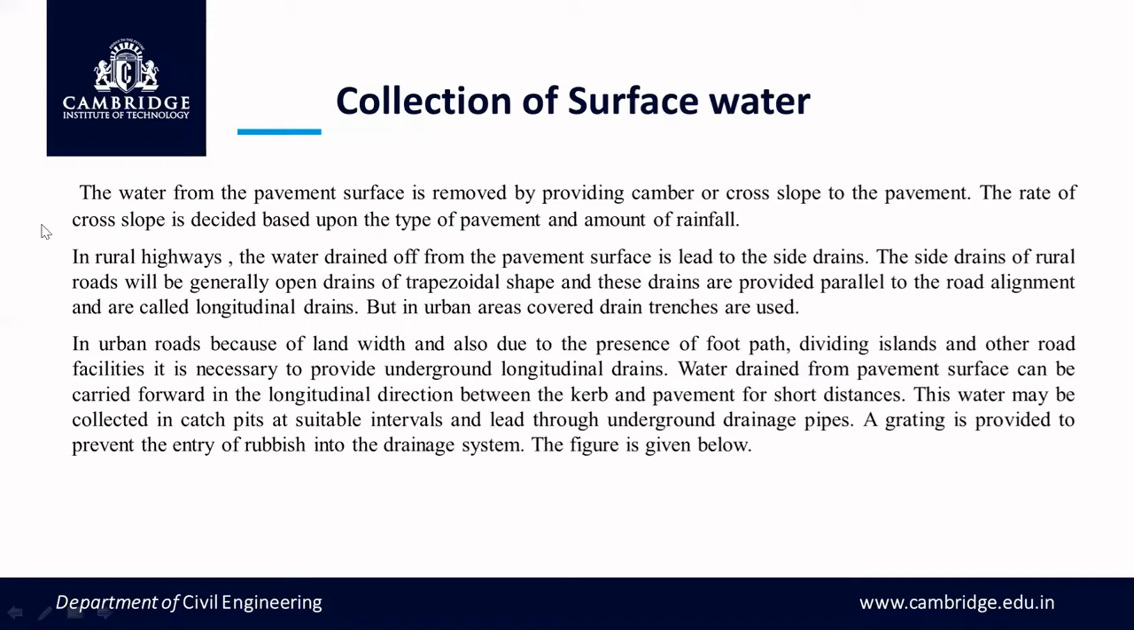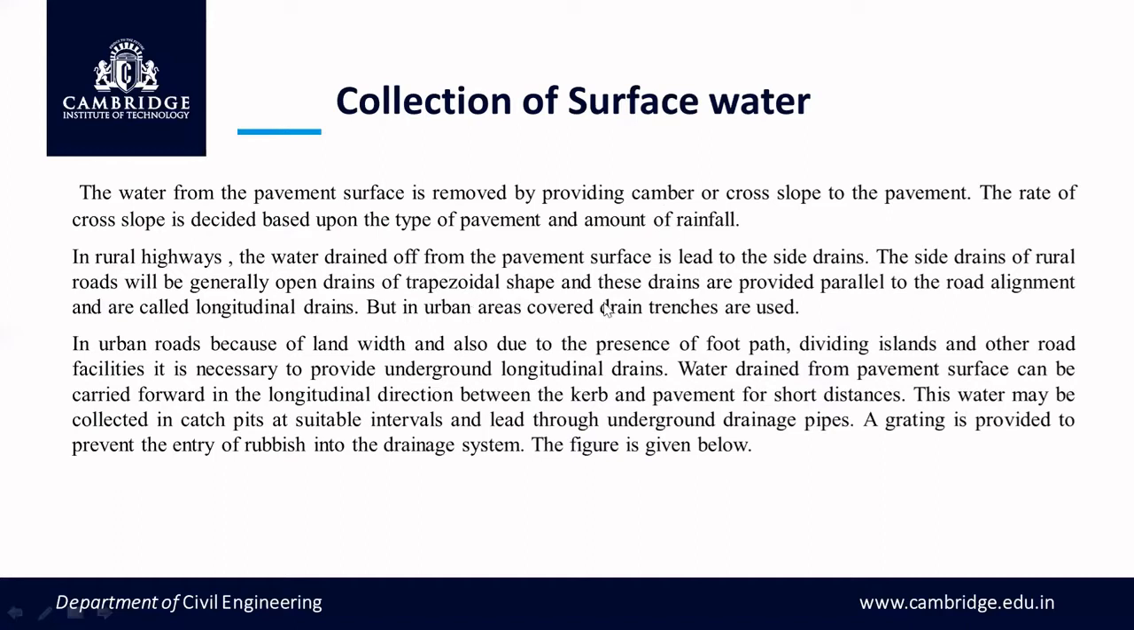Collection of surface water. The water from the pavement surface is removed by providing camber or cross slope to the pavement. The rate of cross slope is decided based upon the type of pavement and amount of rainfall. In rural highways, the water drained off from the pavement surface is led to the side drains. The side drains of rural roads will generally be open drains of trapezoidal shape, and these drains are provided parallel to the road alignment and are called longitudinal drains.